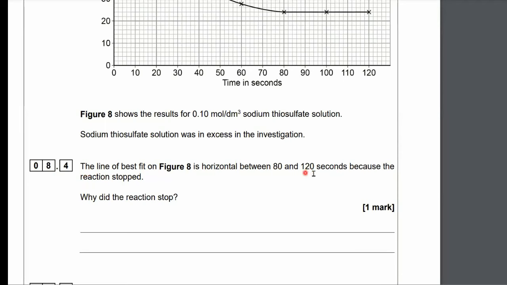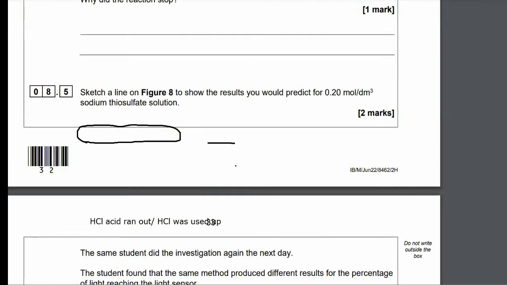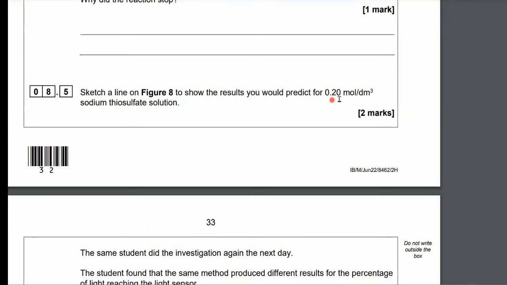Now on to something a little easier. The line of best fit on figure 8 is horizontal between 80 and 120 seconds. Have a look here. There's a straight bit between 80 and 120. Why did the reaction stop? Well, we can see here sodium thiosulfate was in excess. That means that our other reactant, our hydrochloric acid, wasn't in excess. It was limiting. So the hydrochloric acid ran out. Therefore, the reaction couldn't increase anymore. And that's the answer for that one.